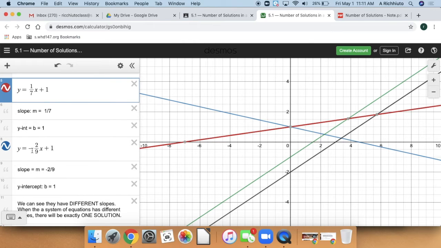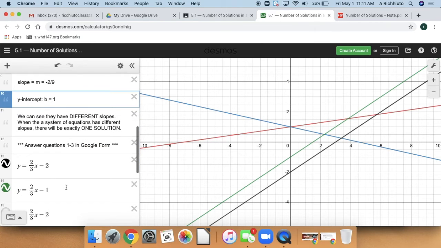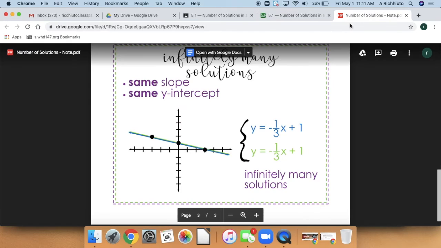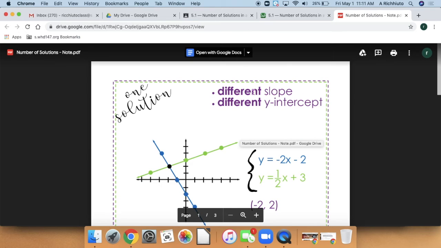Same thing for the second equation. M, remember, m is what's being multiplied by x, so our slope is going to be negative 2/9. The y-intercept is 1, this one here, okay? So we can see that they have different slopes, okay? Remember, if we take a look back at our notes, we only care when they have different slopes. That's when we know there is one solution.